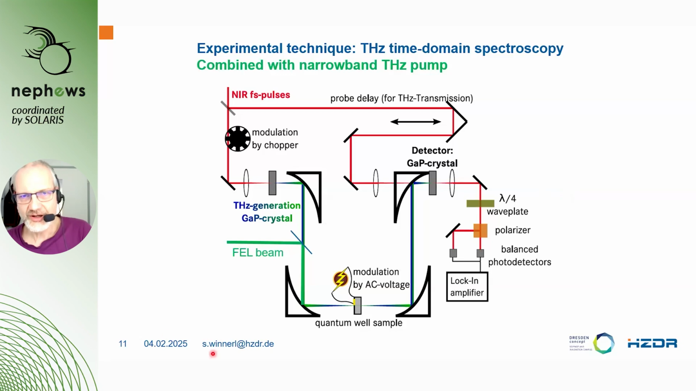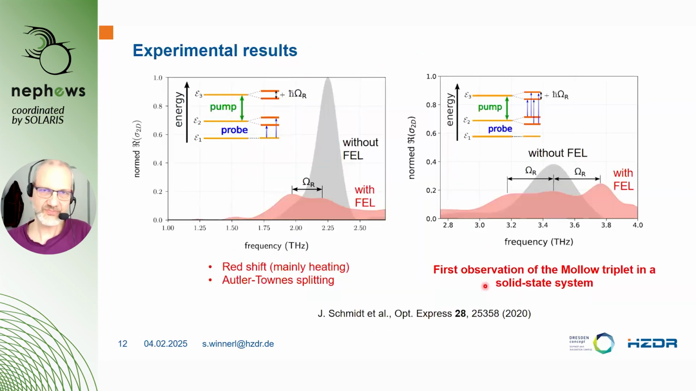Now, in addition to this broadband probing, we bring in the free electron laser for narrowband, resonant pumping of these intersubband transitions. Here are the results. The gray curve is without the free electron laser. Here we probe the lower intersubband transition. Now, if we turn on the free electron laser and pump the upper transition, it splits, and this can be seen here in the red curve. This is the Autler-Townes splitting, and there's a bit of a redshift due to heating.